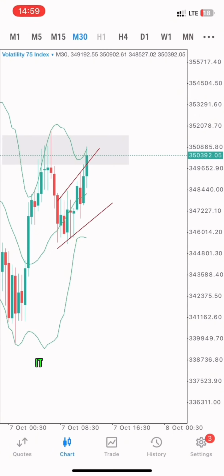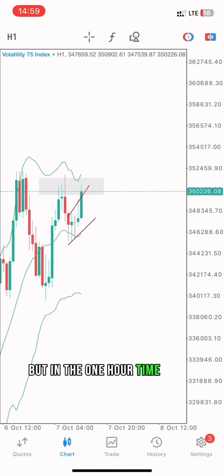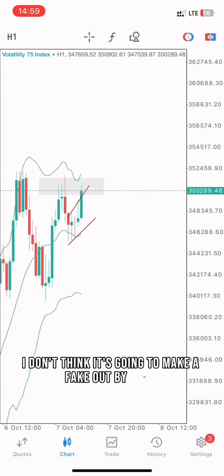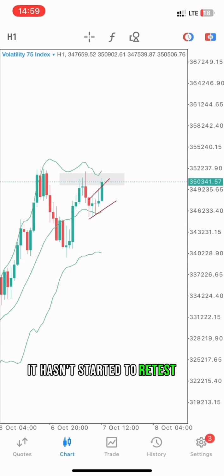In the 30 minutes, it has managed to touch the Bollinger Band, so which means it's okay. But in the 1 hour time frame, it just broke out, okay? And in the 1 minute, I don't think it's going to make a fake out by going back inside the trend line. It's not going to do that. So which means it's still a buy. It hasn't started to retest yet.